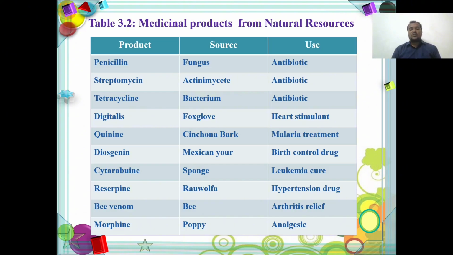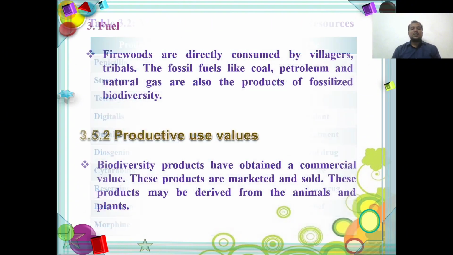Some other products derived from natural resources and the uses of the medicines are shown in the table. Then fuel. Firewood is directly consumed by villagers and tribal people. Fossil fuels like coal, petroleum, and natural gas are also products of fossilized biodiversity. Then the productive use values.